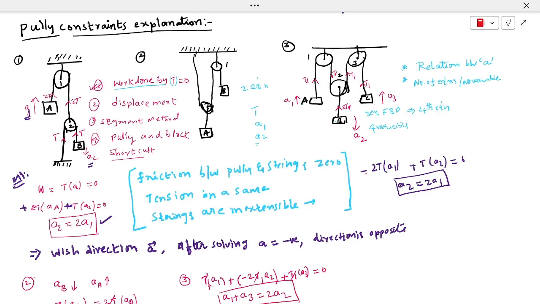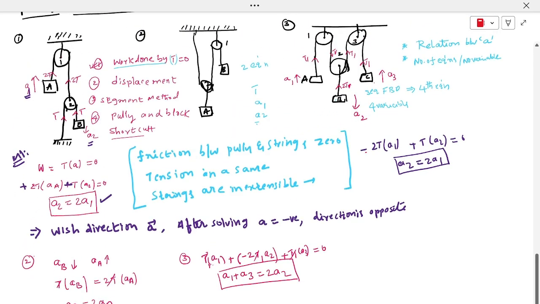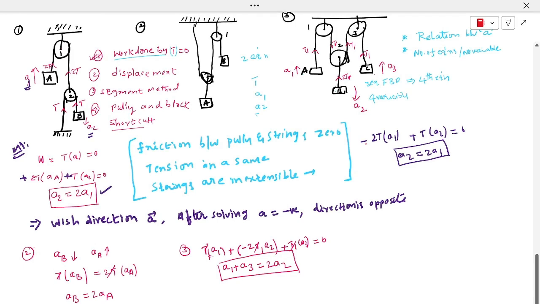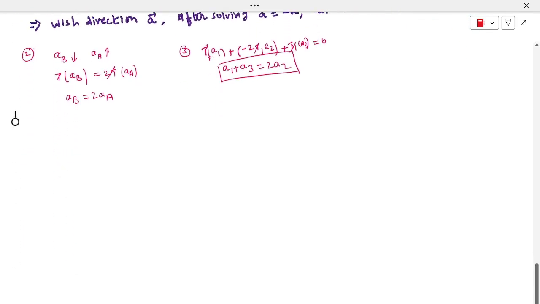So now we'll see another method, method 2, which is the remaining method. All the methods I will explain: the tension method, the displacement method, and the pulley and block motion method. For the first diagram I will take all three methods, and we'll see whether we get the same answer or not.